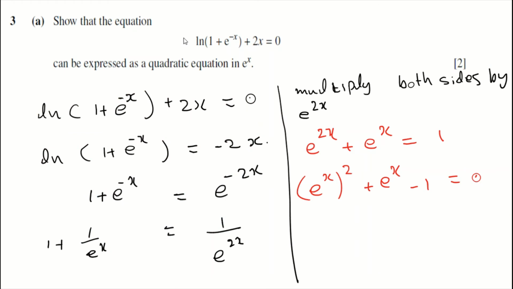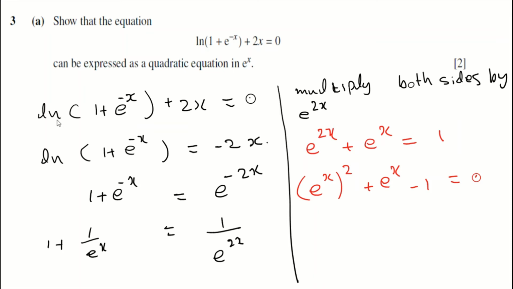Now here again we have an equation given: ln(1 + e^(-x)) + 2x = 0. This is to be expressed as a quadratic equation in e^x. So what is to be done? Let's see what is to be done.